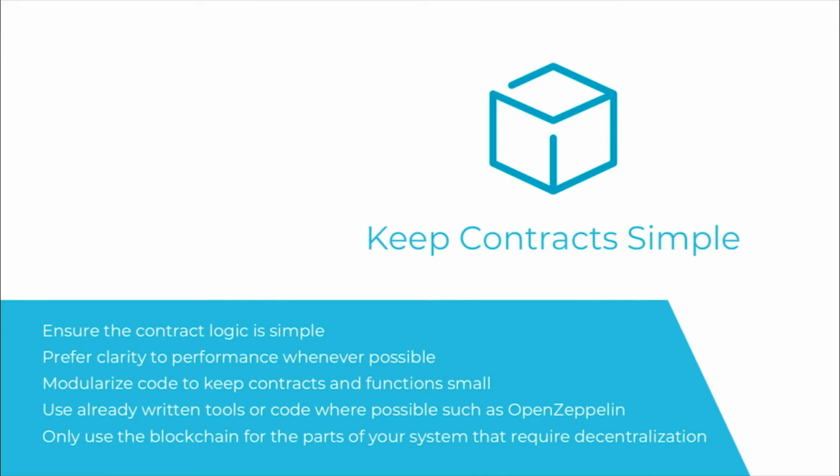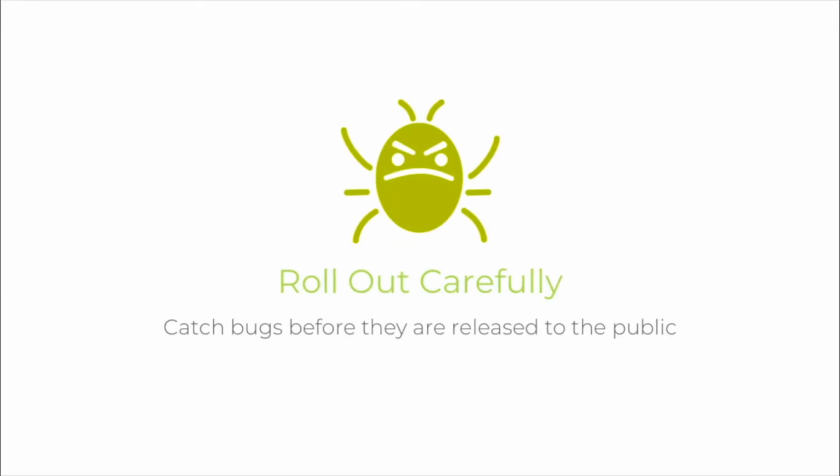And last, you don't need to put everything on the blockchain. In fact, the less the better, because you save money from gas costs, transactions, and storage. Roll out carefully. It's always better to catch a bug before a full production release. So make sure to test your contracts thoroughly until you're sure that it's safe to deploy.